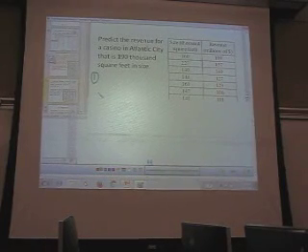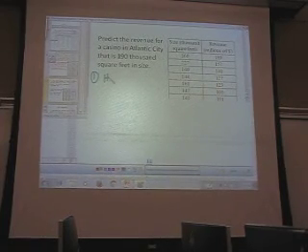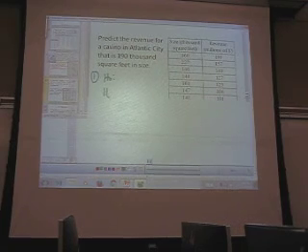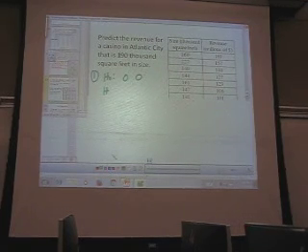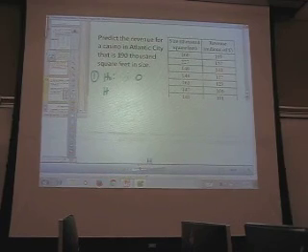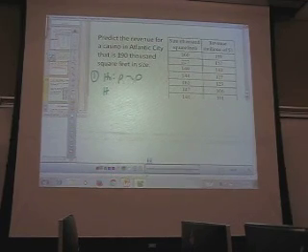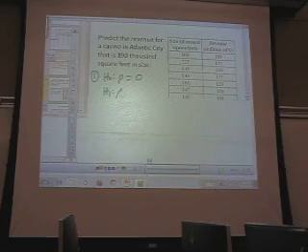Here's problem number 2. What is my H naught and H1? H naught: rho equals 0. H1: rho does not equal 0. Great. Are we on board?